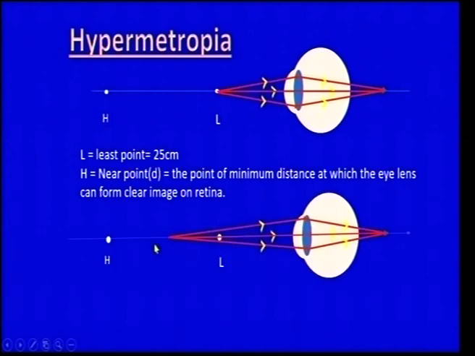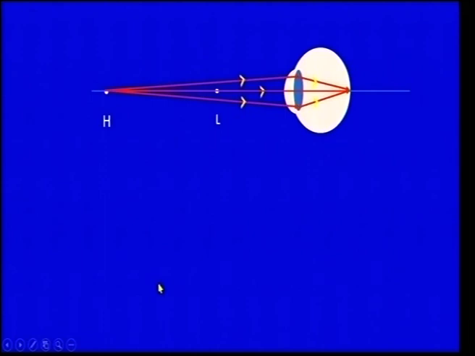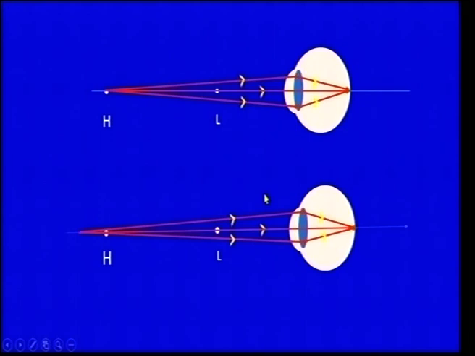If you place the object before this point, you are not able to see the object clearly. Let us see this diagram. When the object is placed in between the near point and the least distance, the image is formed behind the retina. This type of defect is known as hypermetropia. When the object is placed at the near point, we are able to see the object clearly because the eye lens forms the image on the retina. If you place the object beyond this point also, we can see the objects clearly.